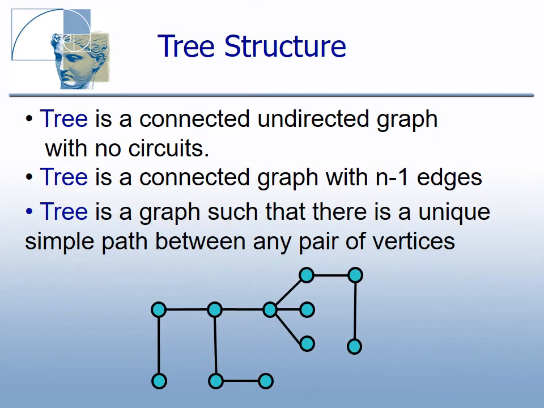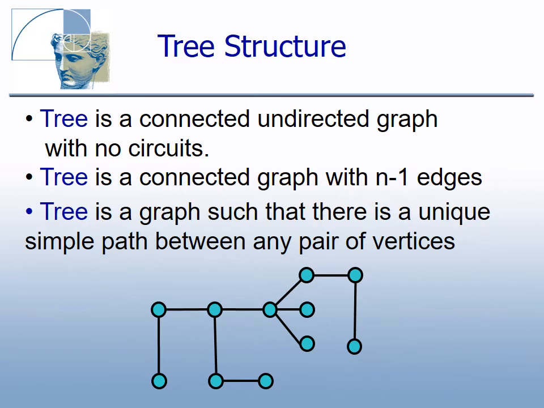Let me remind you that a circuit in a graph is a path that starts and ends on the same vertex. A tree is a connected undirected graph with no circuits. A tree is a connected graph with n vertices and n-1 edges. A tree is a graph such that there is a unique simple path between any pair of vertices. All of the above say the same thing. An example of a tree structure is shown below.